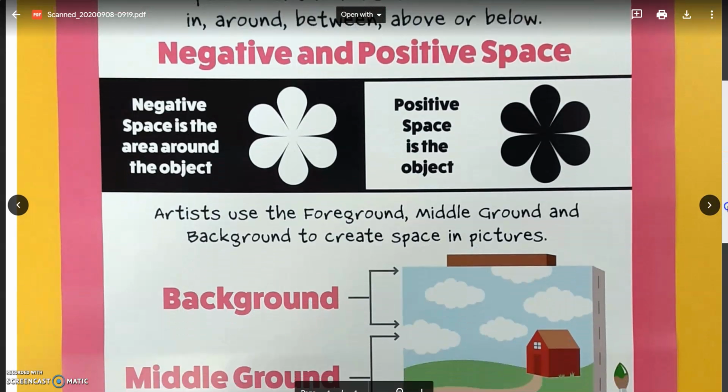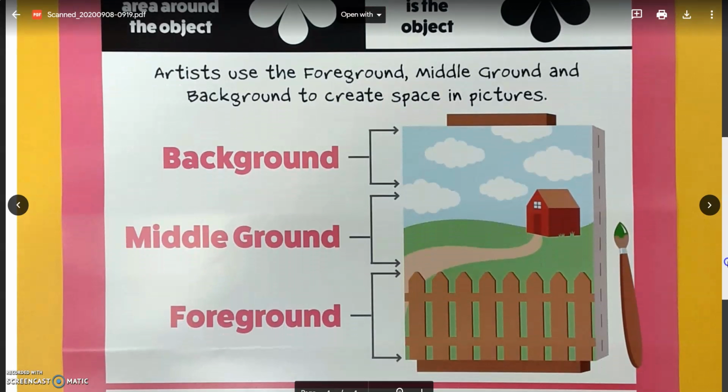Artists use the foreground, which, when you're looking at a picture, is kind of like the bottom of the page, the thing that's closest to you. The middle ground, and you know it's the middle ground when the word middle is in there, is a keyword that helps you to understand. Middle ground is the middle of the artwork, and the background is usually the thing that's furthest away. Those are the three things that artists use to create space in their work: foreground, middle ground, and background.